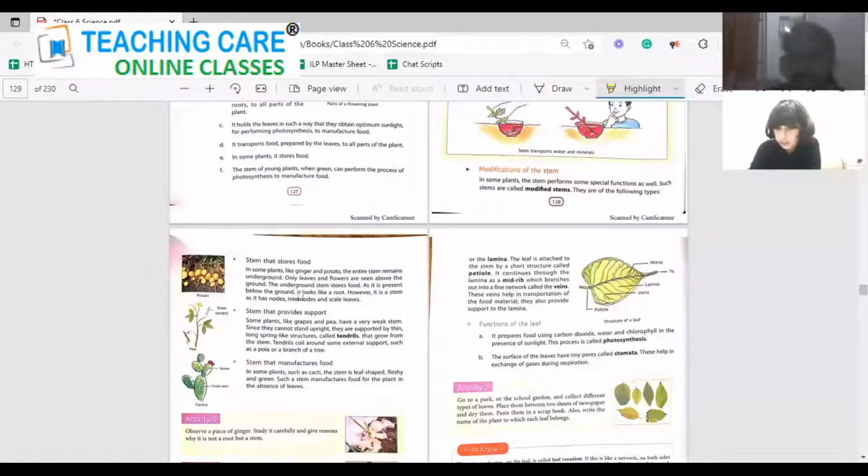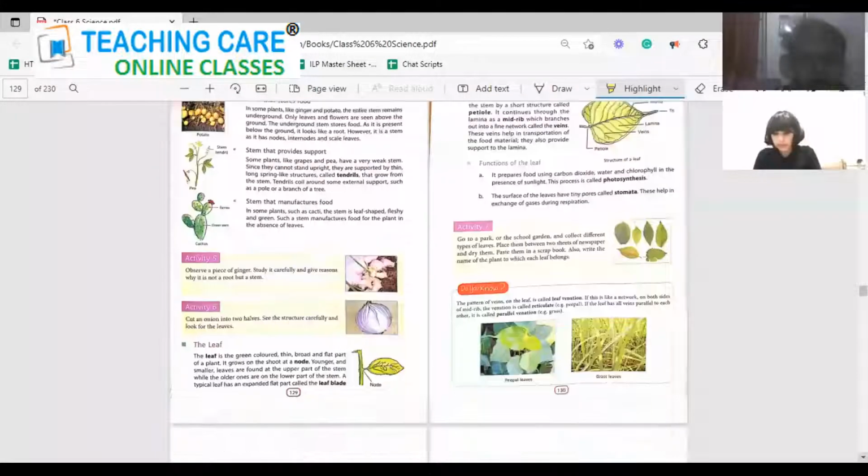So here's an activity given. A piece of ginger. You have to read it carefully and give reasons why it is not a root and why it is a stem.